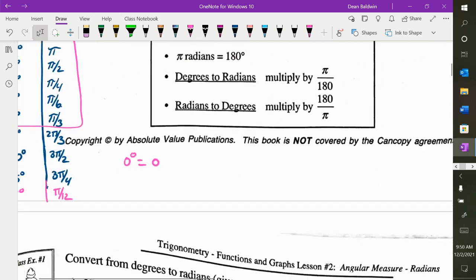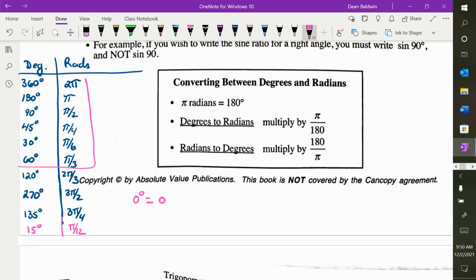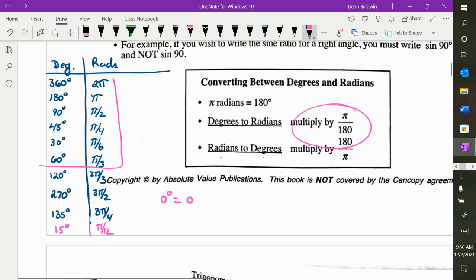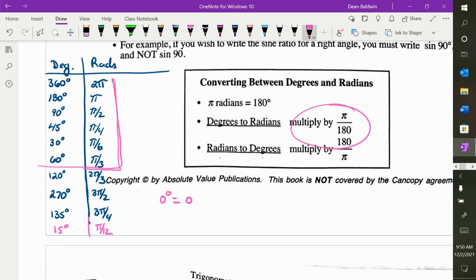So we know pi is equal to 180. If you are converting from degrees to radians, you multiply by pi over 180. If you're going the other way, from rads to degrees, you multiply by 180 over pi. All right? We're going to practice that in the next page. You should know the ones in pink here. Those ones.